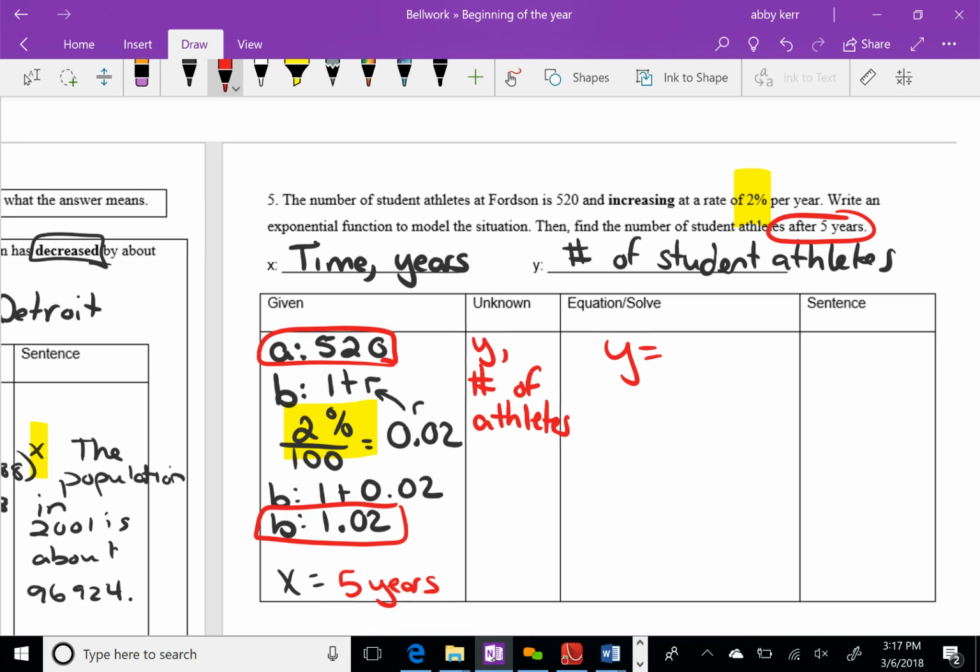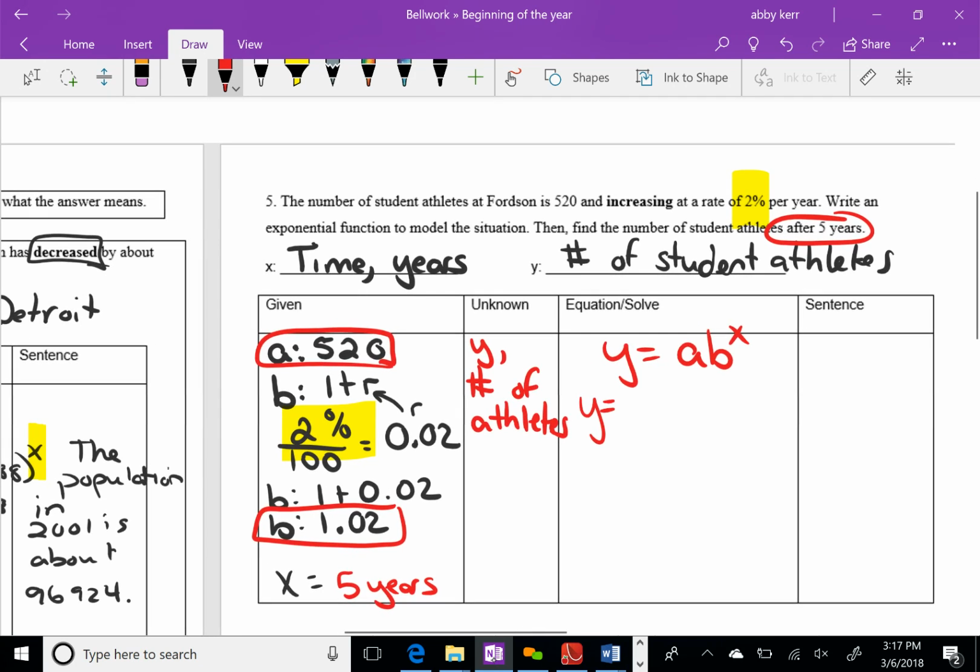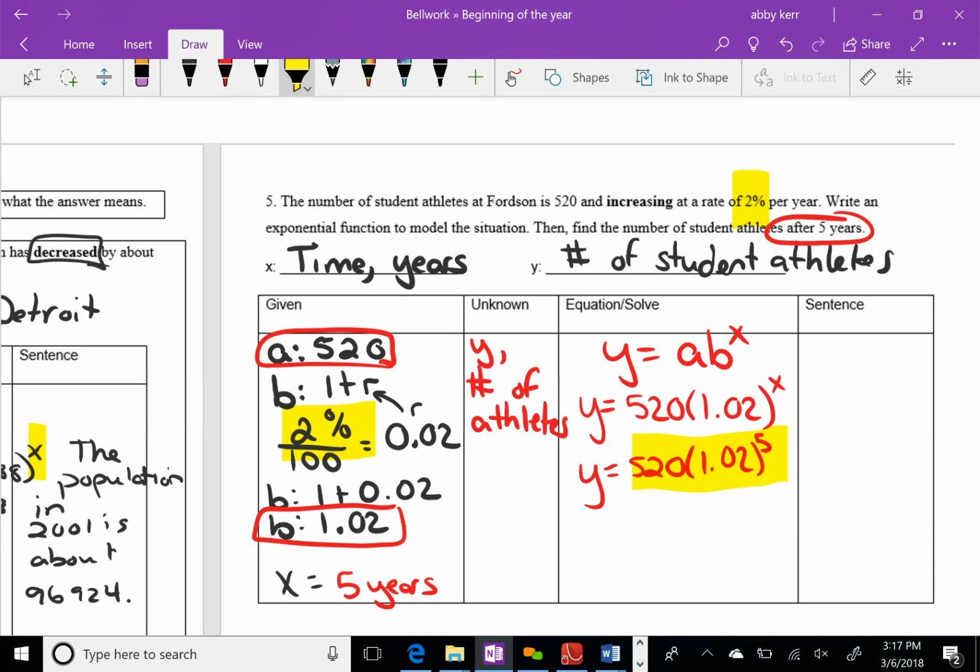And then our equation is set up as y equals a times b raised to the x power. Where a, we talked about 520 students. B is growing, so it's 1.02. And then raised to the x. But since I care about 5 years from now, instead of x, we're going to put 5. That part you're going to put into the calculator, this whole thing. I recommend doing it all at once. If you don't do it all at once, you have to do the order of operations.